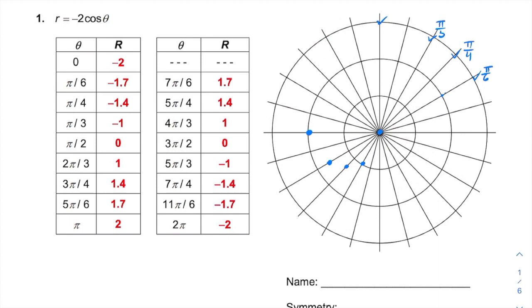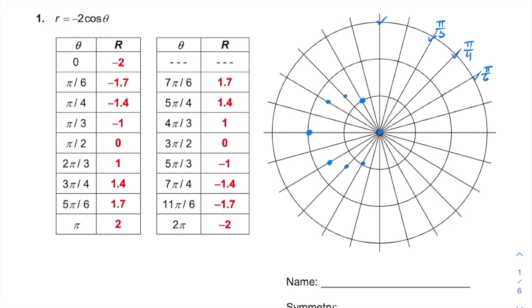So let's go ahead and put a dot right there. Next up, 3 pi over 4, which is the middle line, we are at 1.4, which is kind of right between the halfway point. And then at 5 pi over 6, which is the next line, we are at 1.7, which is going to put us right about here.